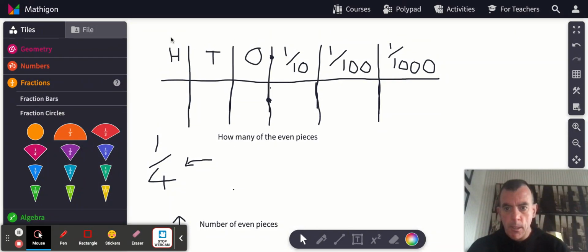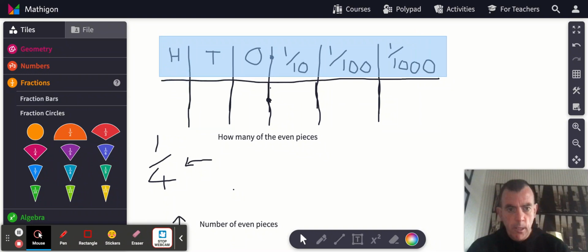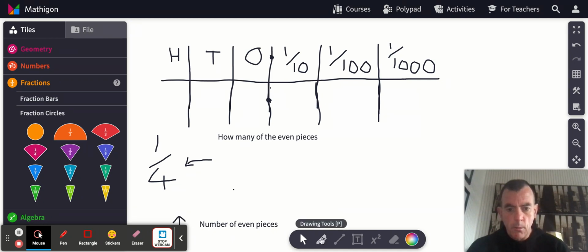So if we look at our number system again, we don't have a place for quarters. When we divide numbers evenly in our number system, we only divide them into tenths, hundredths, or thousandths. So we're going to need to change this fraction into a fraction we can use in our number system. So once again, the key to changing fractions is to use multiplication. So let's go ahead and do that. So we're going to multiply our fraction by something, and we want to change it into tenths, hundredths, and thousandths.